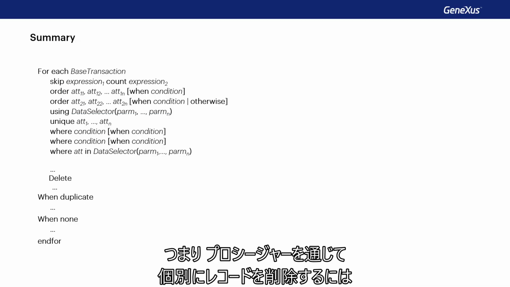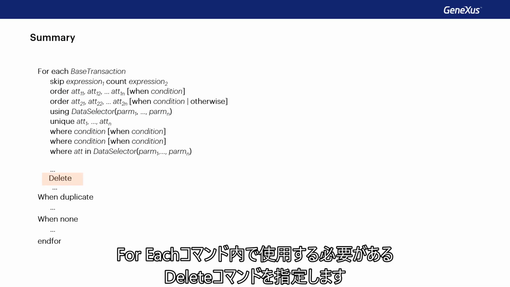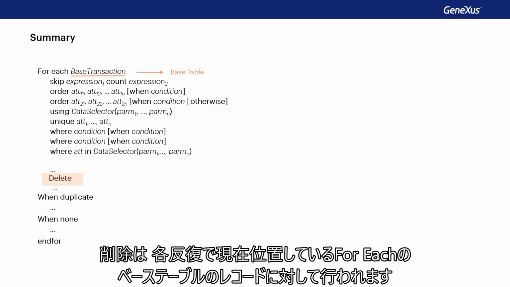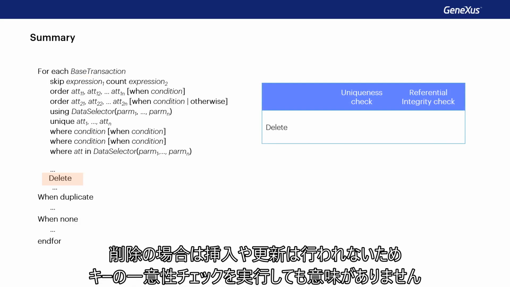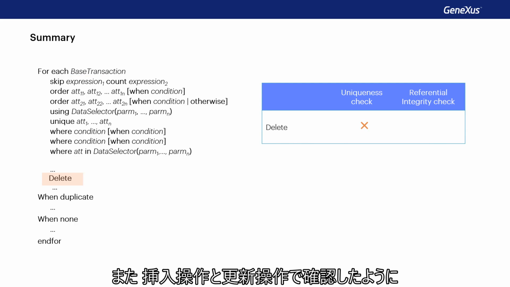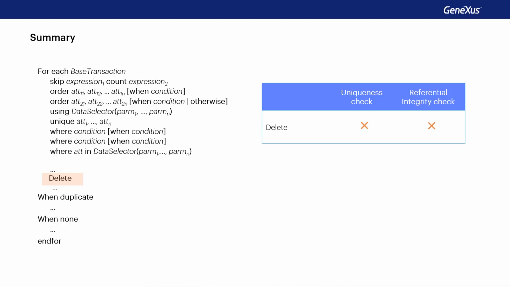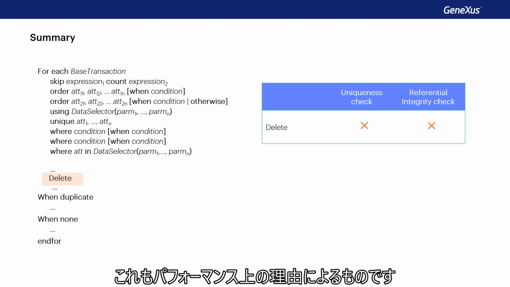In short, to delete records specifically through a procedure, we have the delete command that must be used within the for each command. The deletion will be of the record of the for each base table in which it's positioned in each iteration. For deletion, there's no point in performing a key uniqueness check because nothing is being inserted or updated. And as we saw with insertion and update, the delete operation does not programmatically perform any referential integrity check. Again, this is for performance reasons.